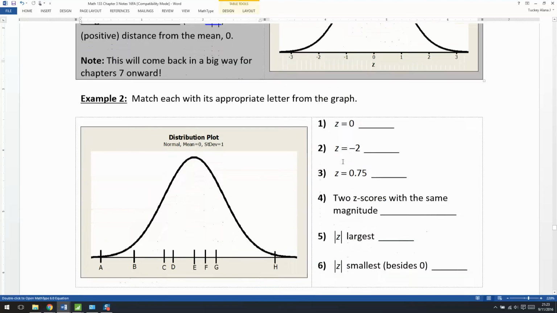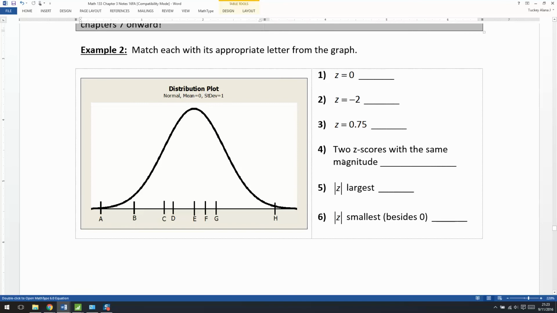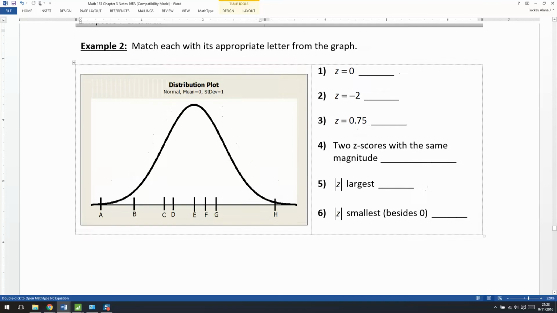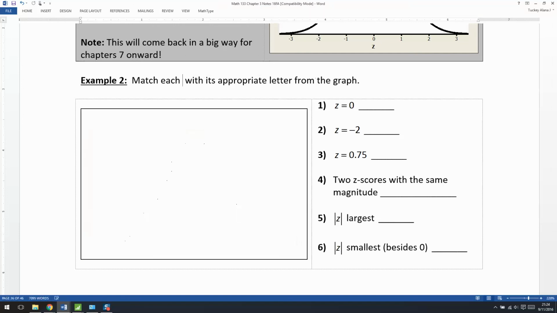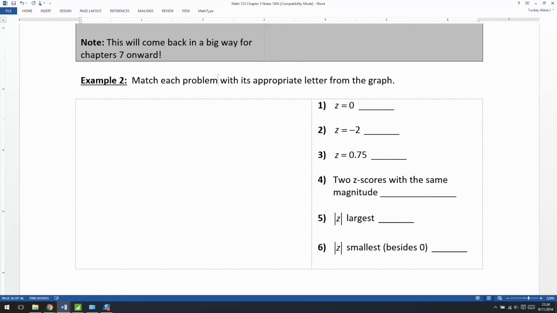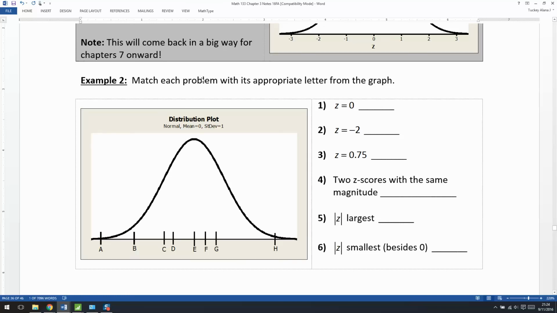Okay, so we're going to take a moment and think about what this would look like graphically. And again, a lot of this is going to come back for us both in the next couple pages after this problem, but also later on in chapter 7, chapter 8, chapter 9, and so on. Okay, so we're going to match each z-score with its appropriate letter from the graph.